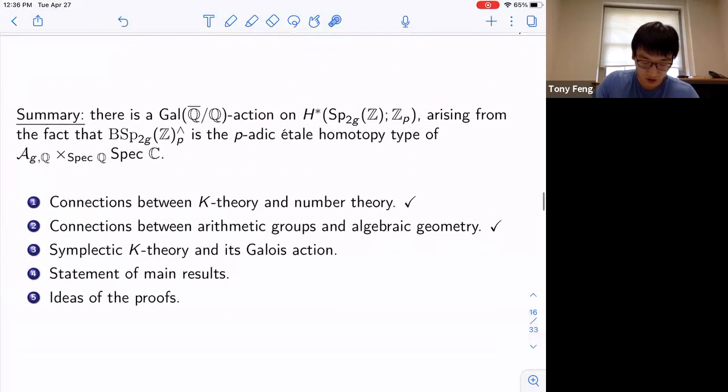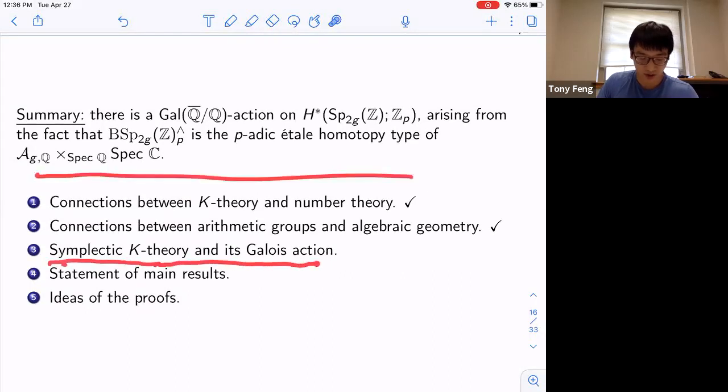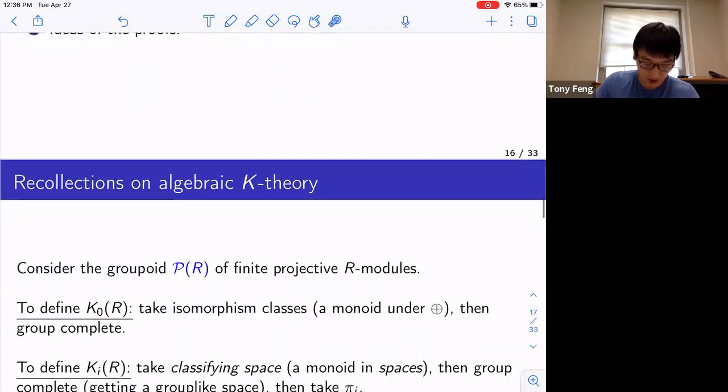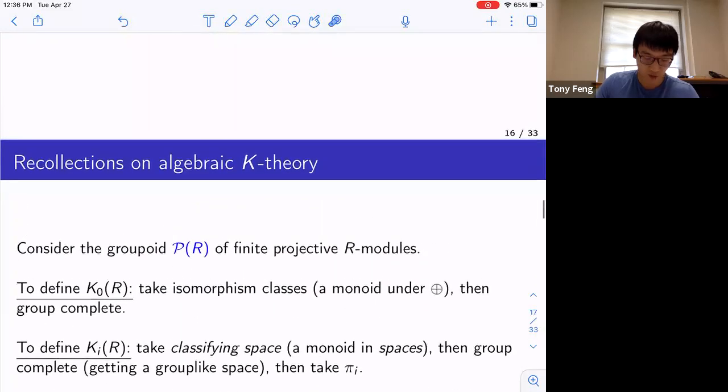Okay, so what I'm planning to do next is use what we've learned here to tell you about symplectic K-theory and why it has a Galois action. So first, maybe I'd like to frame it in analogy with the usual construction of algebraic K-theory. To construct algebraic K-theory, you consider the groupoid of finite projective R-modules. If you wanted to find K0, which maybe Grothendieck first wrote down, but it's certainly a very old idea, you take isomorphism classes within this category.